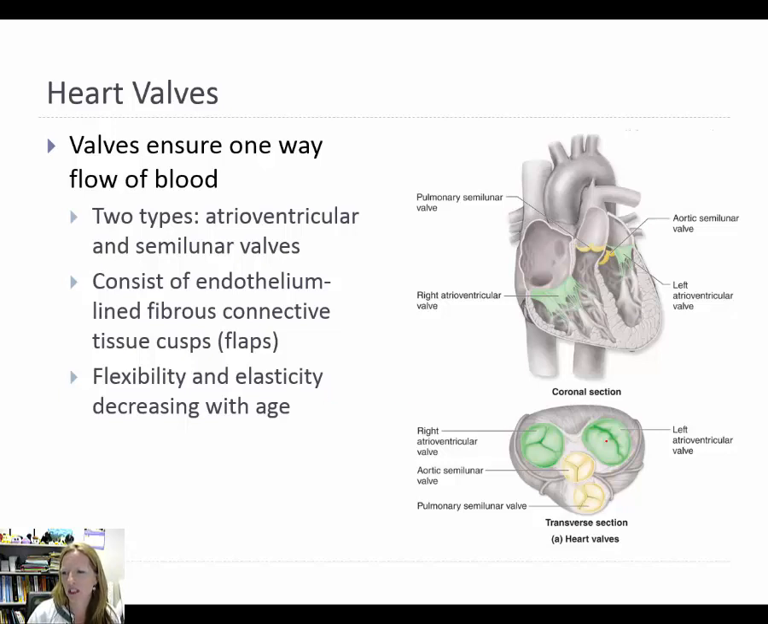This is kind of an interesting picture here as well. This is going to be that coronal view, if we went in and cut it right in here somewhere and looked at it.